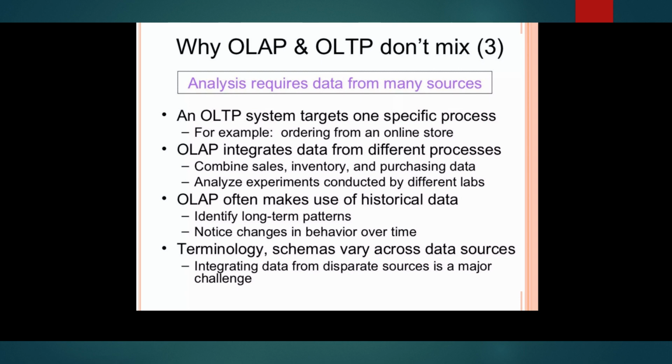Why don't OLAP and OLTP mix? Third, analysis requires data from many sources. An OLTP system targets one specific process, for example, ordering from an online store. OLAP integrates data from different processes, combines sales, inventory, and purchasing data, and analyzes experiments conducted by different labs. OLAP often makes use of historical data to identify long-term patterns and notice changes in behavior over time.